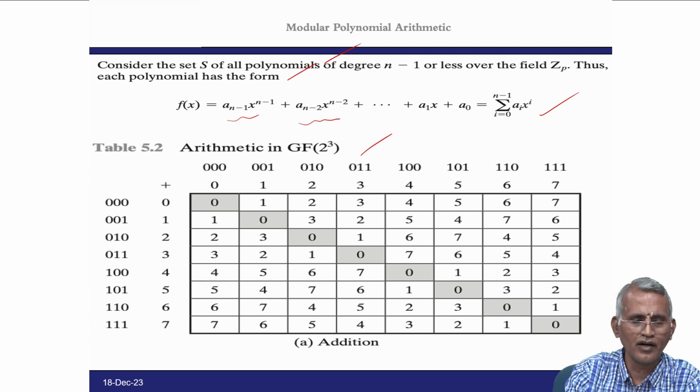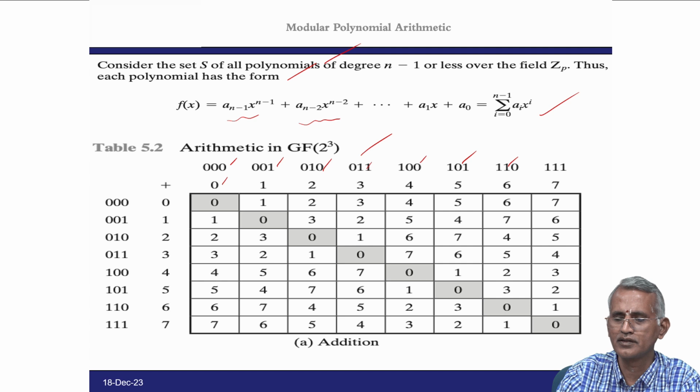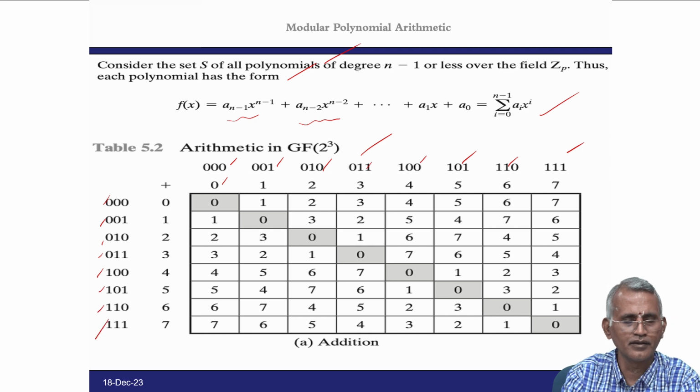Therefore, you have the corresponding value 0 is 0, here is 1, here is 2, 3, 4, 5, 6, 7 corresponding to the bits. Therefore, we can represent it like that in a Cayley table.